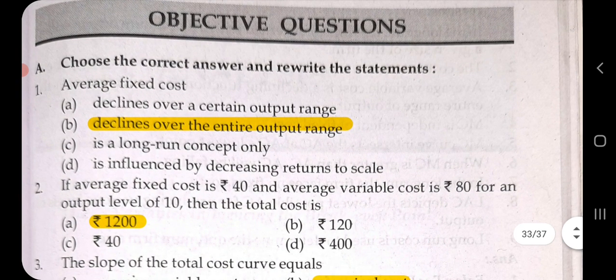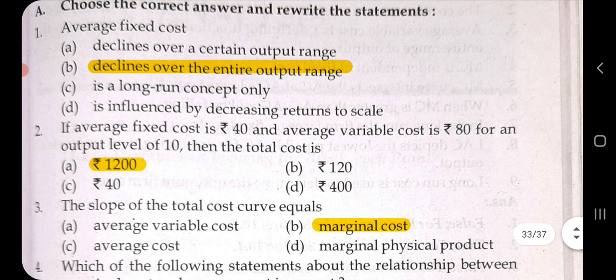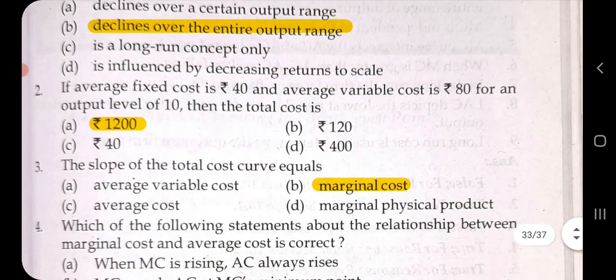Then the next question is on the cost analysis. Average fixed cost dash dash, and the answer is declines over entire output change. It means as you produce more and more output, the average fixed cost will decline. Second question, if average fixed cost is 40 and the average variable cost is 80 for an output level of 10, then the total cost is, the correct answer is 1200. You just calculate, you will get the answer of 1200.